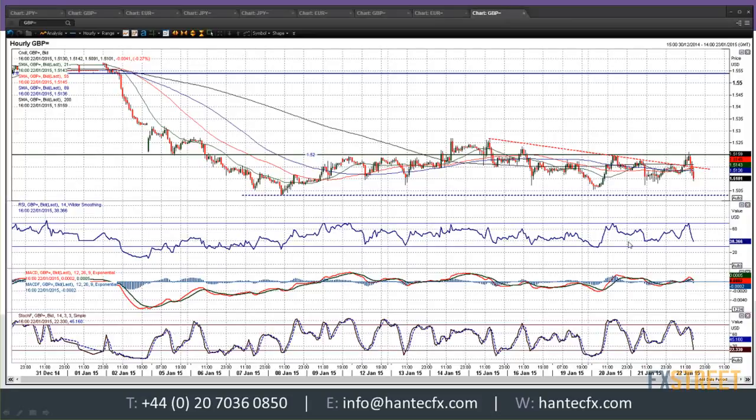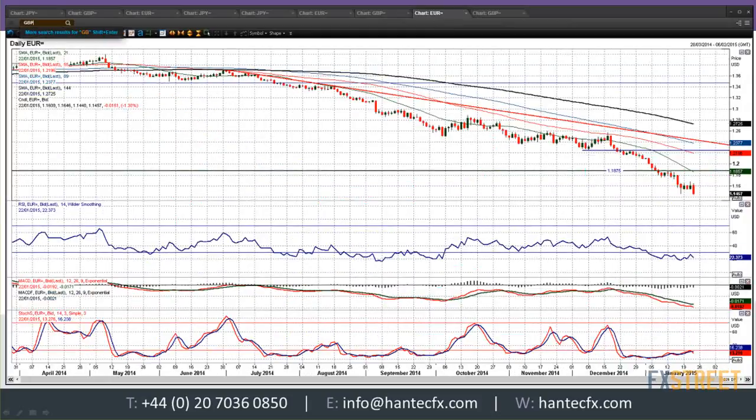It's not going to work forever. Just bear that in mind. It's not going to work forever, but it is working at the moment. Last few days, it's worked really well, as cable has continued to be very choppy, trading sideways. Look at the moving averages, basically all flat. No real movement on cable at all in the last few days. And I think that's interesting. Let's look on a daily.